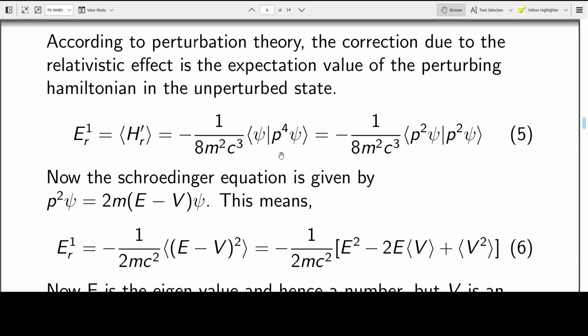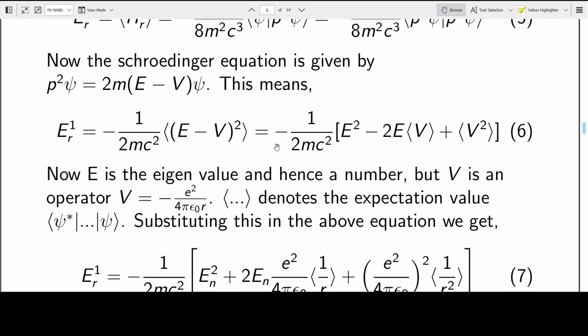The p to the power 4 expectation value can be written in terms of the inner product of states with p squared psi operating on it. Now the Schrodinger equation gives p squared psi is equal to 2m times (E minus V) psi. This means E1R is equal to 1 over 2mc squared times the expectation value of (E minus V) whole squared. E is a number because it is an eigenvalue, but V is an operator, so we need to take the expectation value of the operator.